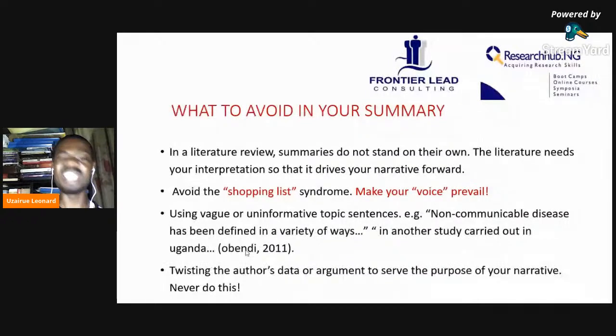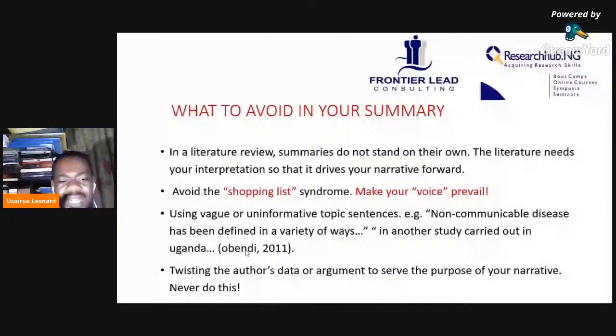Non-communicable disease has been defined in a variety of ways. In another study carried out in Uganda, it has been defined. Yes, non-communicable disease has been defined in varieties of ways, but then choose the definition that best suits what you want, for example the WHO definition, rather than bringing things that do not add credit to that study.